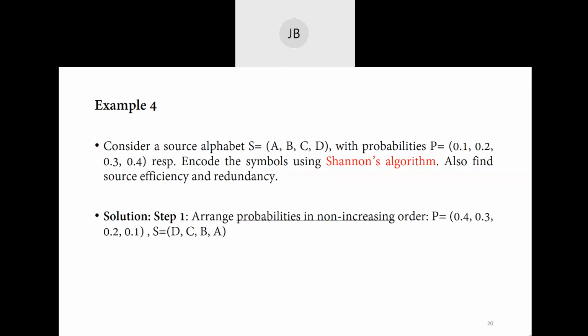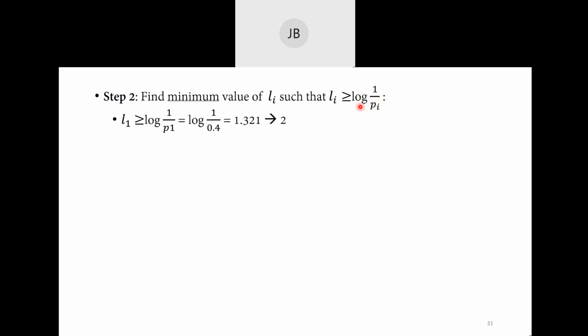So that goes something like this. When we arrange the probabilities, their symbols are also correspondingly sorted. Okay, the second step is to find out Li. Since we know the probabilities, we can easily find these values. For instance, for the first symbol, the probability is 0.4, so we compute log of 1 by 0.4. That gives us a value of 1.32.